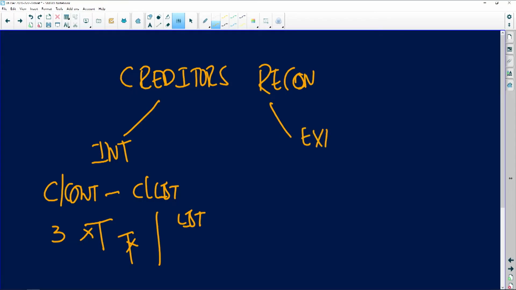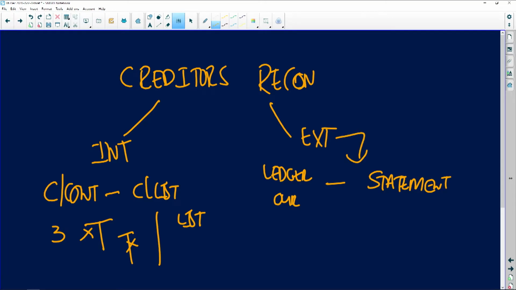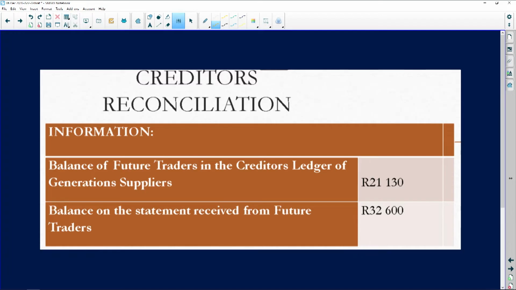That's internal. But you also get an external creditors recon. What is that? You are reconciling the creditors ledger account as it appears in our books with the statement that you are receiving from our creditor. Remember, that's the external one, where you're reconciling your ledger account of your creditor in your creditors ledger with the statement that's coming from your creditor. And obviously, the idea is to reconcile. Remember, reconcile, bring together.